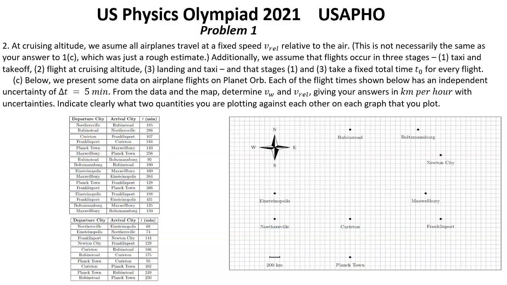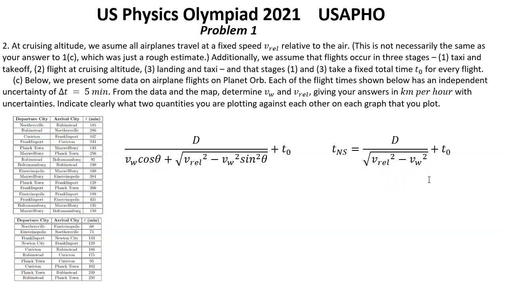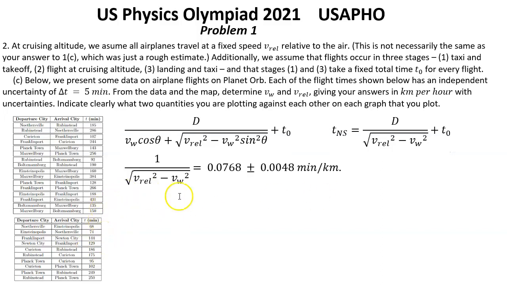Solution for question C. Note that pairs of cities given in the second table are directly north-south of each other. For such cities, we expect the times in each direction to be equal up to the timing uncertainty, and the expression for the times simplifies from this expression to this expression, because theta is pi over 2, the cosine is 0 and the sine is 1. We can read t and s off the second table and calculate d from the figure. The unknown quantity t0 goes into the intercept, while the slope is this one.